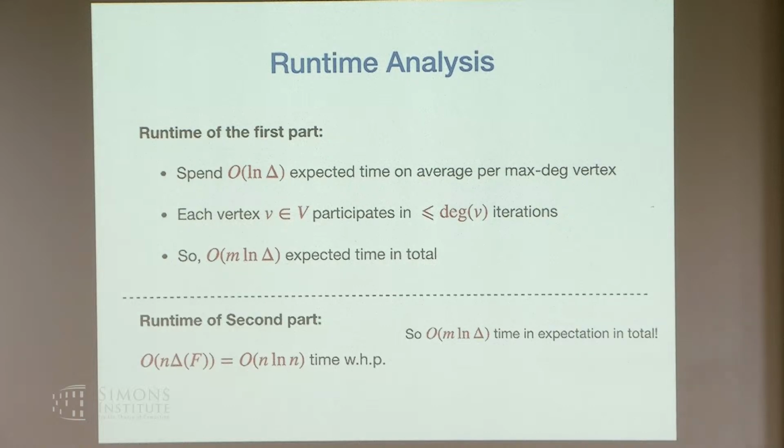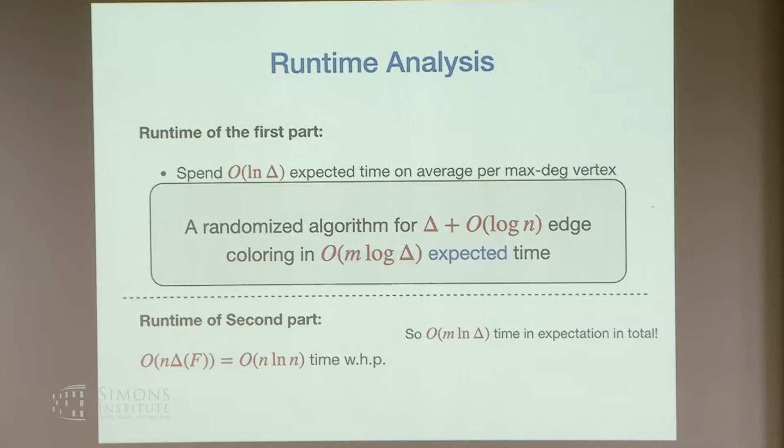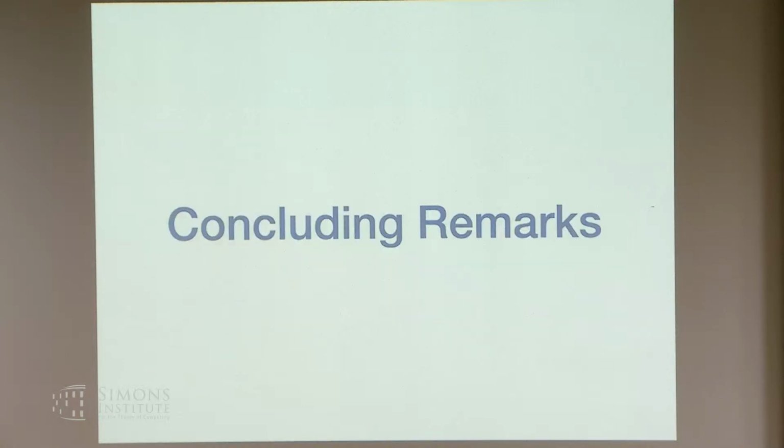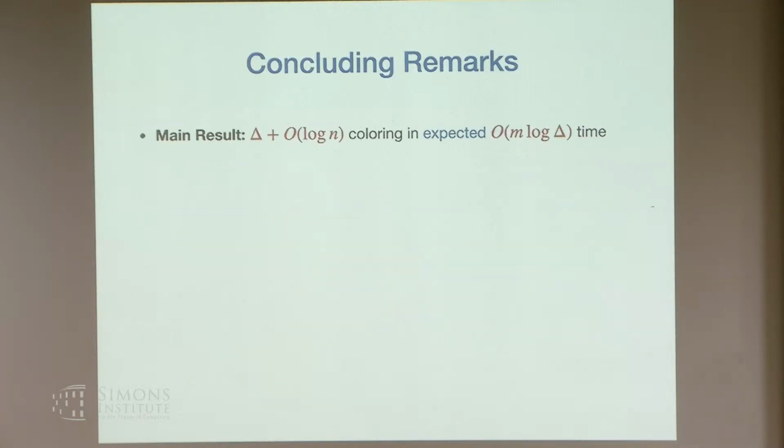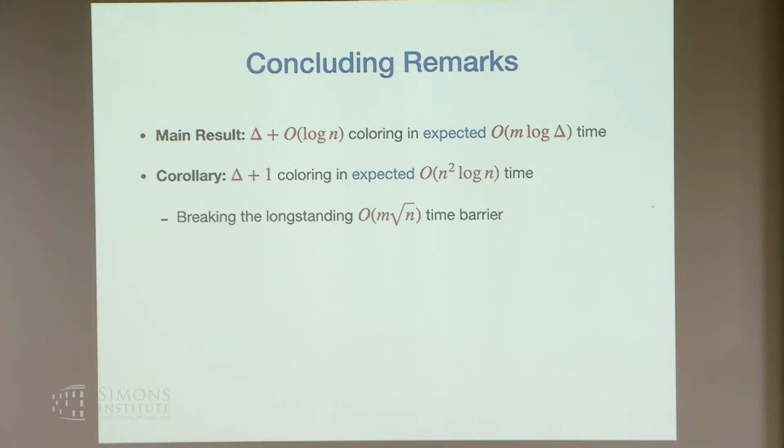Okay. Modulo how you find fair matchings, I think I showed you everything, except for that I didn't show the analysis. This gives you delta plus log n coloring in m log delta time. Let me conclude. We show that you can find delta plus log n coloring in m log delta time in expectation. As a corollary, you just get an n squared time roughly algorithm for Vizing's theorem, which broke this m root n barrier.